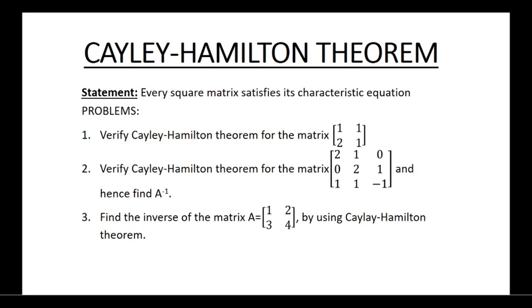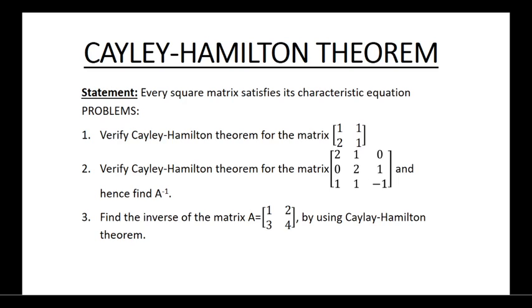Therefore, (A minus lambda I) into adjoint of (A minus lambda I) is equal to determinant of (A minus lambda I) into I. So that implies (A minus lambda I) into the adjoint polynomial, Bn minus 1 lambda power n minus 1 plus Bn minus 2 lambda power n minus 2 plus and so on plus B1 lambda plus B0, is equal to (minus 1) to the power n into (C0 lambda power n plus C1 lambda power n minus 1 plus and so on plus Cn) into I.